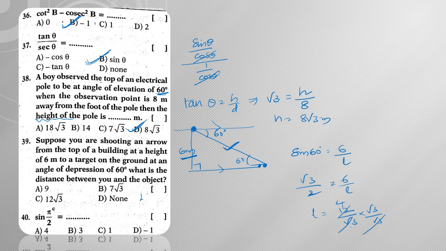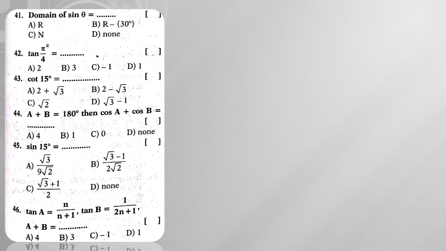So what is the answer? The answer is 4 root 3, right? But in the options the answer is not given, hence none is my option. Next, sine pi by 2. So sine 90 degrees. The value of sine 90 degrees is nothing but 1. Next, domain of sine theta. The domain of sine theta is nothing but R. So you can take any real number for the value of theta.